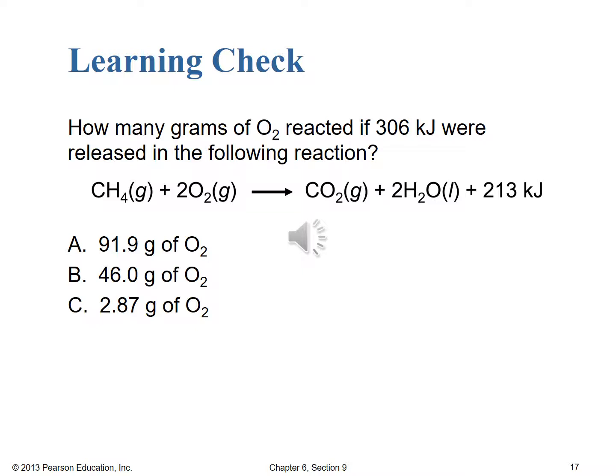So we have more than 213 kilojoules, a total of 306 kilojoules released in this learning check. So we know we should have more than 2 moles of oxygen if the 2 moles of oxygen would only produce the 213 kilojoules. But you need ultimately grams of oxygen. So hopefully you can follow our procedure to find that. Pause the video now. It'll take a few moments to find that, I'm sure, and then start us back up once you've solved this and selected your multiple choice answer.